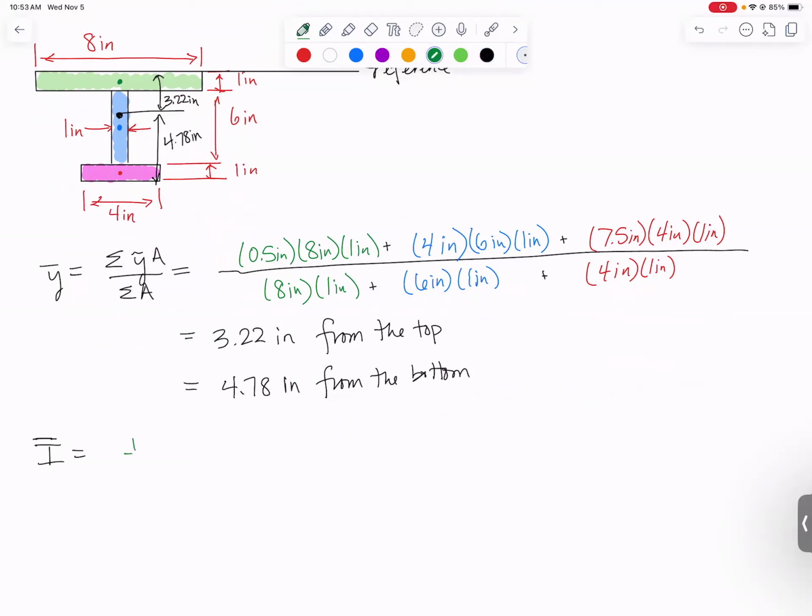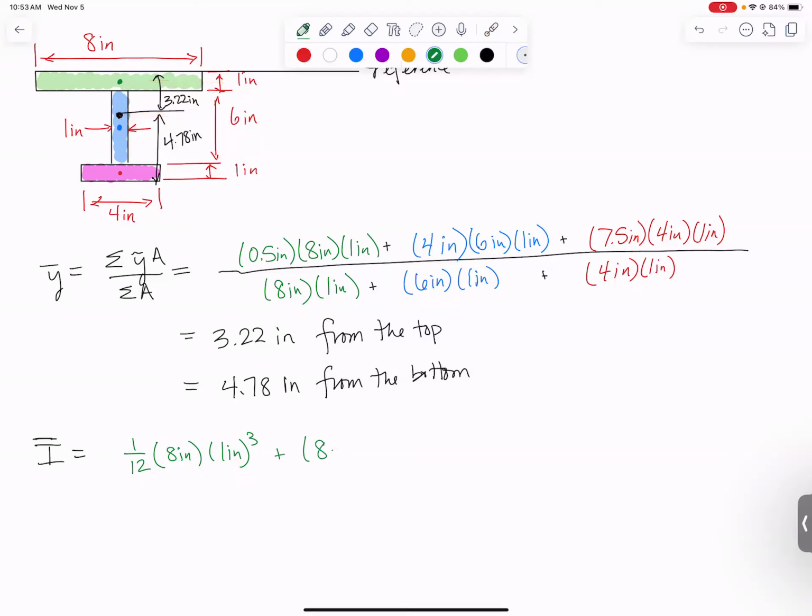Let's start with our green rectangle, 1/12. The base is 8 inches, the height is 1 inch, and that gets cubed. Now that'll give you the moment of inertia of the green rectangle about this axis, but that's not the axis we needed about. We needed about the axis through the black dot that I just drew. So I need to add to it, we're using the parallel axis theorem here, the area of the green rectangle and this distance squared.